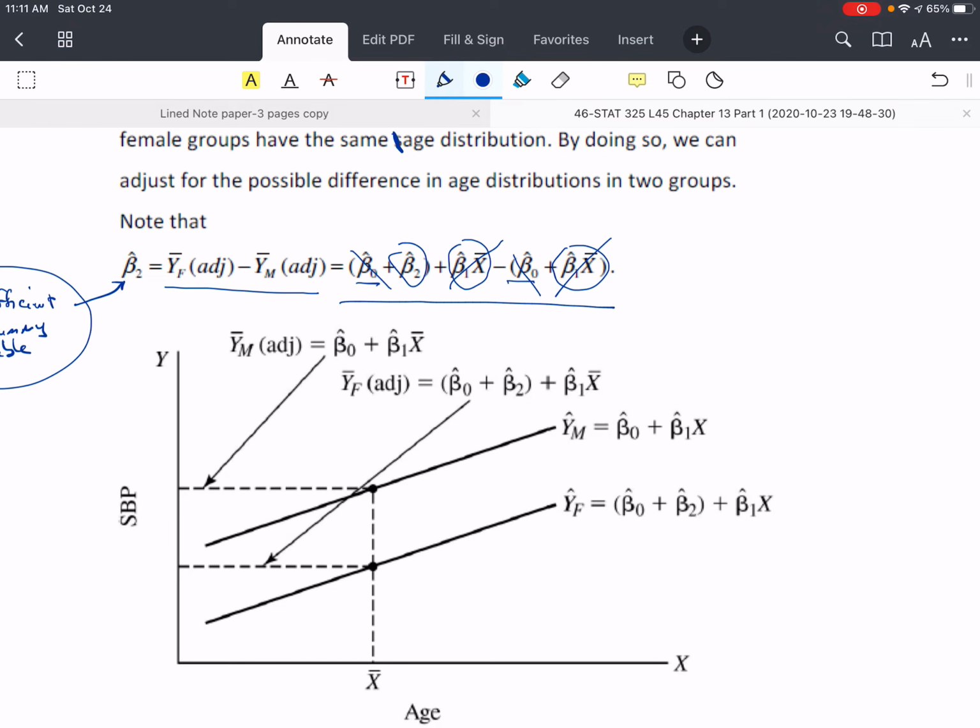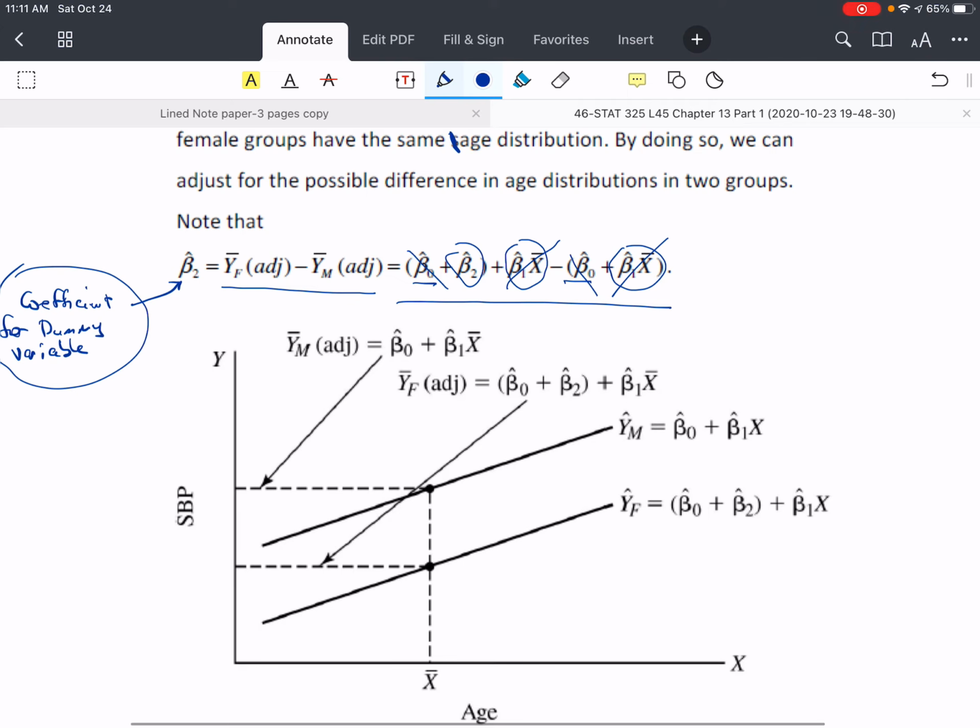So here are the lines that we have. The adjusted line is beta naught plus beta 1 hat x bar, and this goes across for the males. Y bar m adjusted is that level, so this value, and then y bar f adjusted is going to be this level, and we see our lines over here.